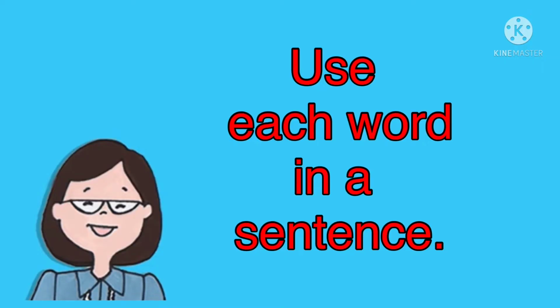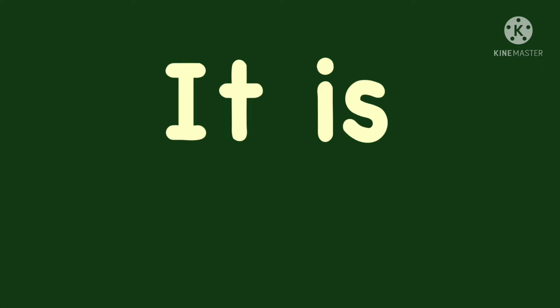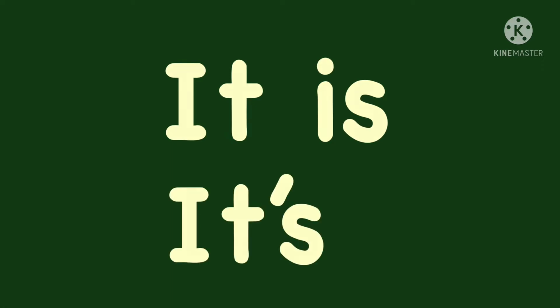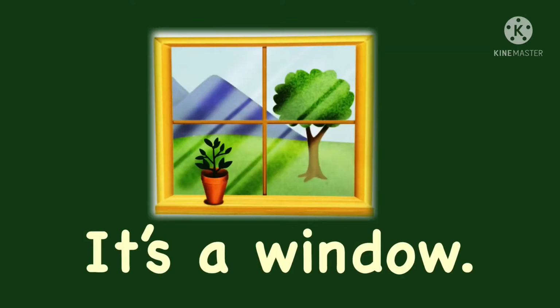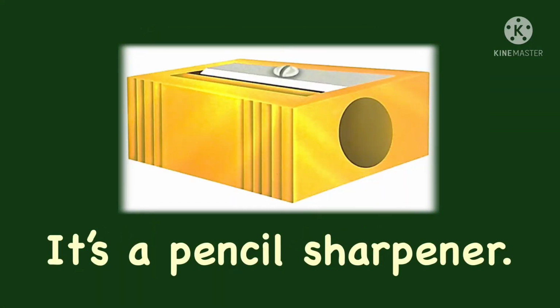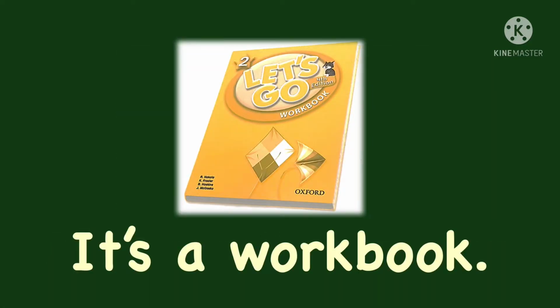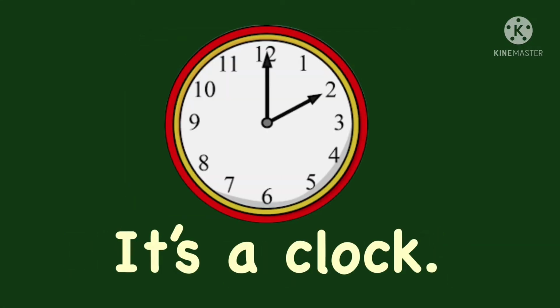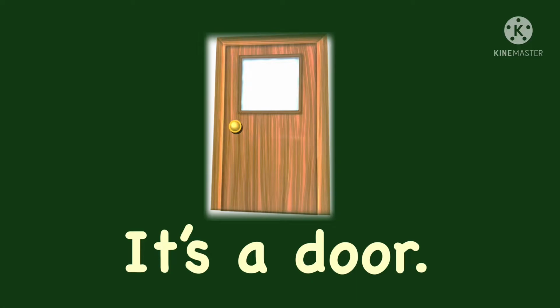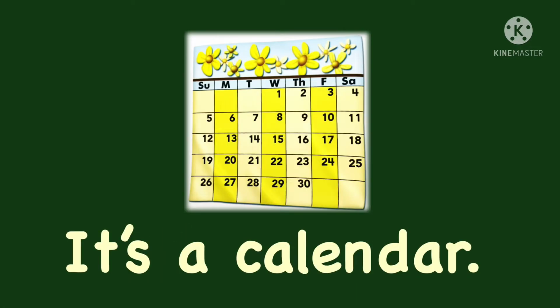Let's use them in a sentence. Listen and repeat. It is. It's. It's a picture. It's a window. It's a pencil sharpener. It's a workbook. It's a paper clip. It's a clock. It's a door. It's a calendar.